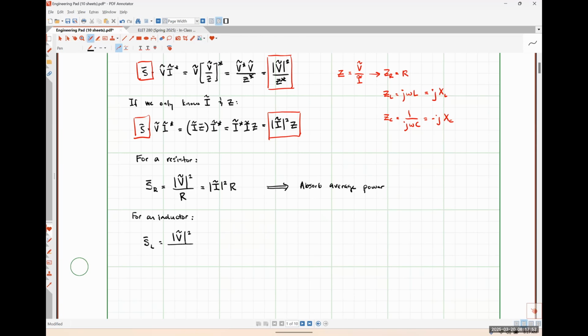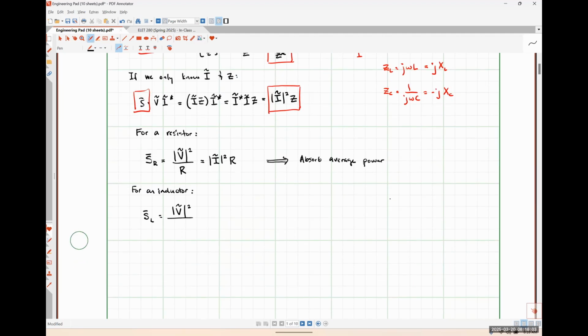So I have it written up there as ZL is equal to J omega L. So what's the conjugate of J omega L? Negative J omega L. Absolutely right. Now, as a quick aside here, I want to show you guys that 1 over negative J is the same thing as just positive J in the numerator, okay?